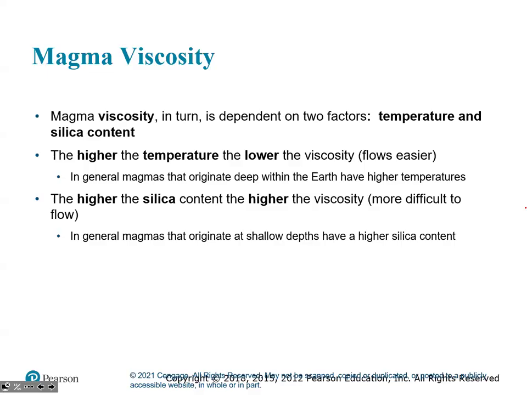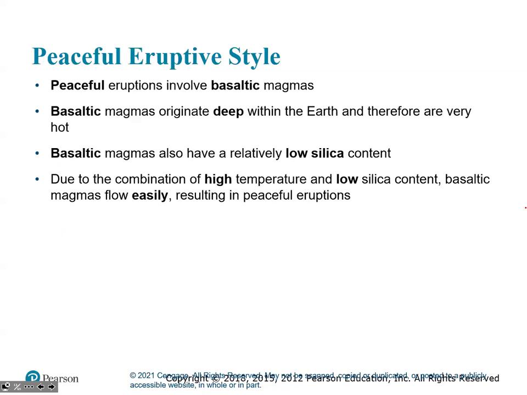So in general, magmas that generate at shallow depths have a higher silica content. Peaceful eruptions generally involve basaltic magmas. These originate deep within the earth and therefore are very hot. They also have a relatively low silica content. And due to the combination of high temperature and low silica content, basaltic magma flows easily, resulting in peaceful eruptions.